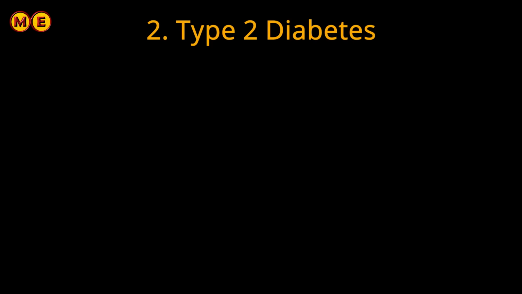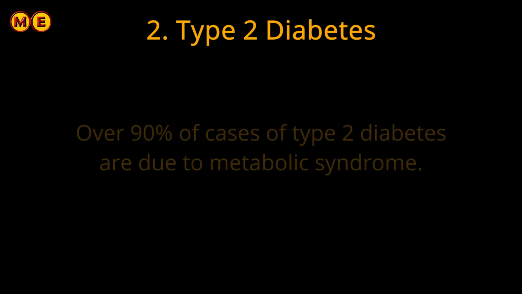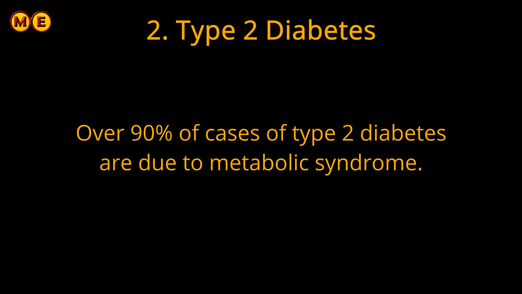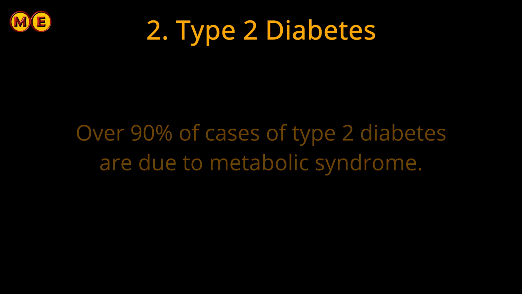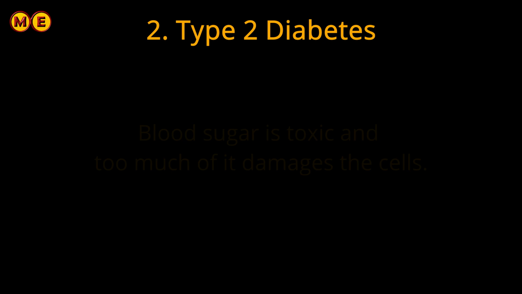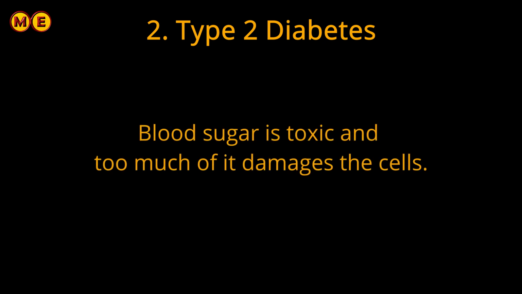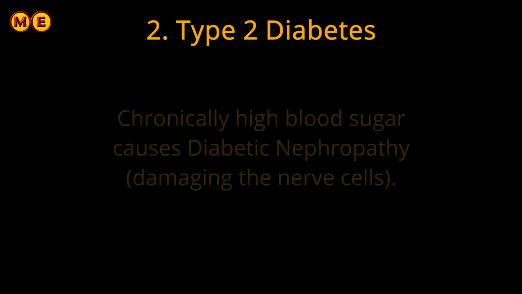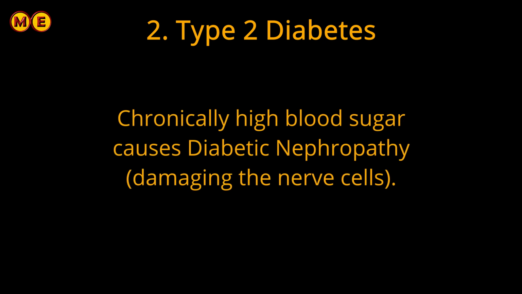Number 2 on the list is type 2 diabetes. Over 90% of the cases of type 2 diabetes are due to metabolic syndrome. And diabetes, or more precisely, chronically high blood sugar, leads to very serious complications because blood sugar is toxic and damages the cells. That way, high blood sugar causes diabetic nephropathy. This is damaging of the nerve cells. And when the nerve cells are damaged, the brain can't control the organs.